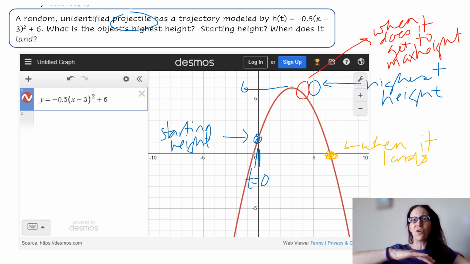Now, you can find those things algebraically. You can get them off of the equation. You could figure out when it lands by making h 0 and then solving it for x using your equation solving skills for quadratics. You could figure out the starting height by plugging in x is equal to 0 at the beginning, or t equals 0. But if you have access to a graphing utility, the quickest, surest way of answering all of the different questions that you might be asked is to take a look at the graph.